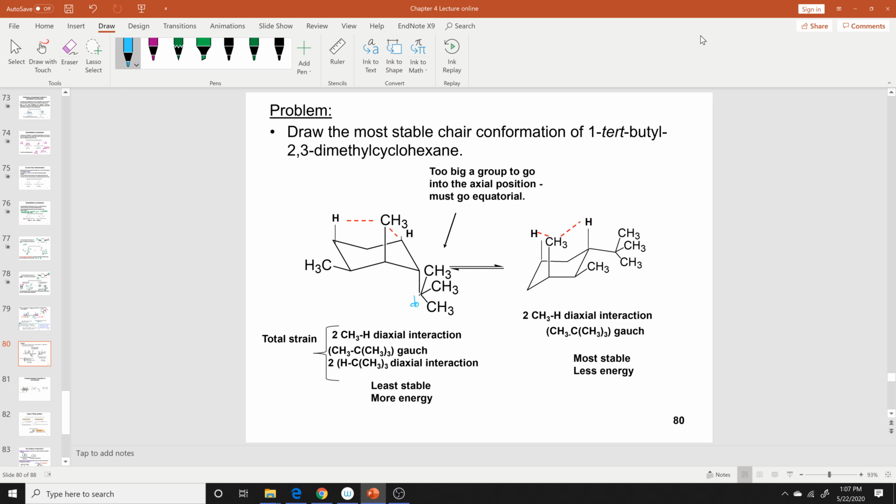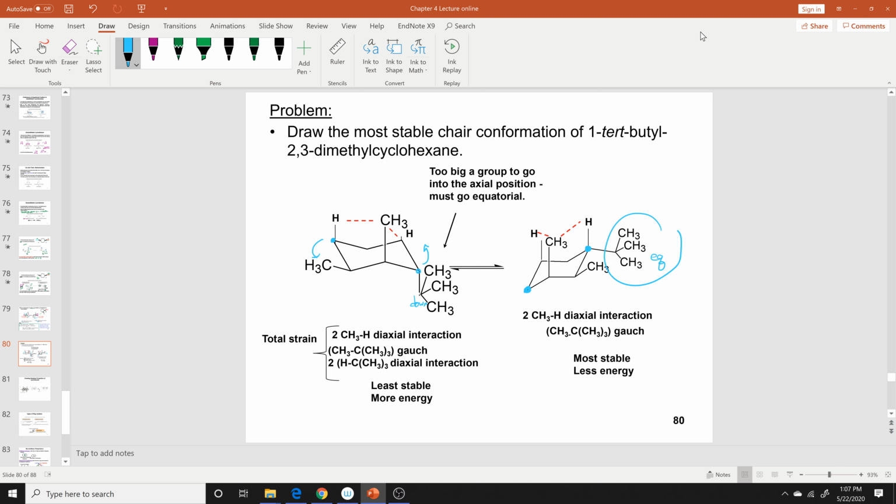It's down. See that carbon now, when you flip, that is going to become up. It's going to become this carbon here. And this carbon which is up, you're going to flip it, and that is going to become down here. This carbon is going to become up, but this group is down. It has to stay down. It is on the equatorial.